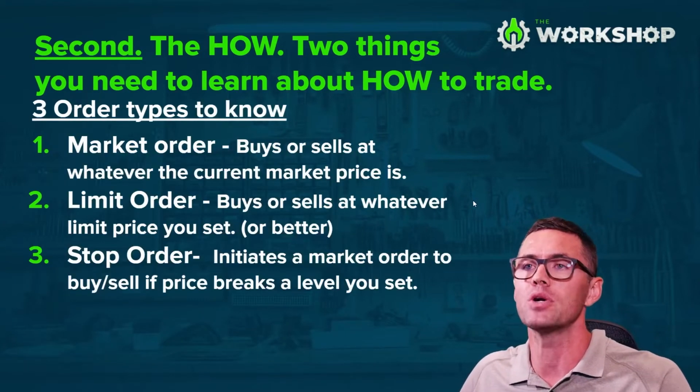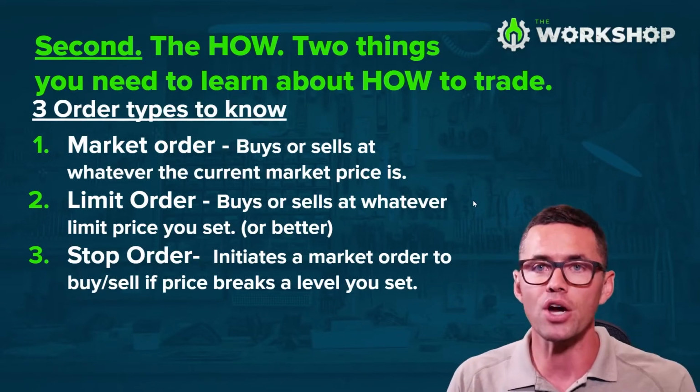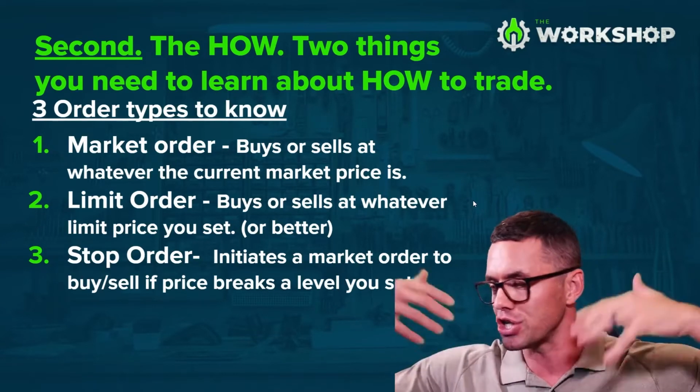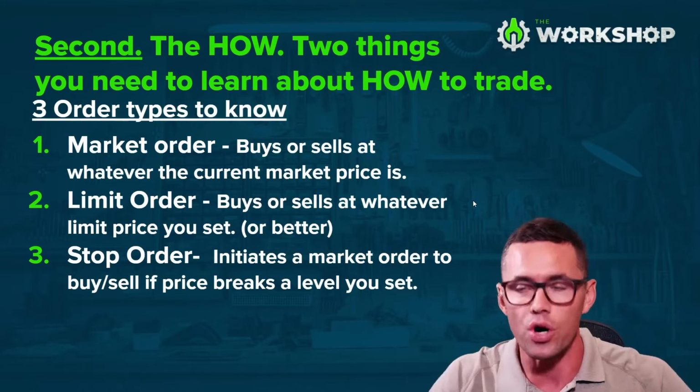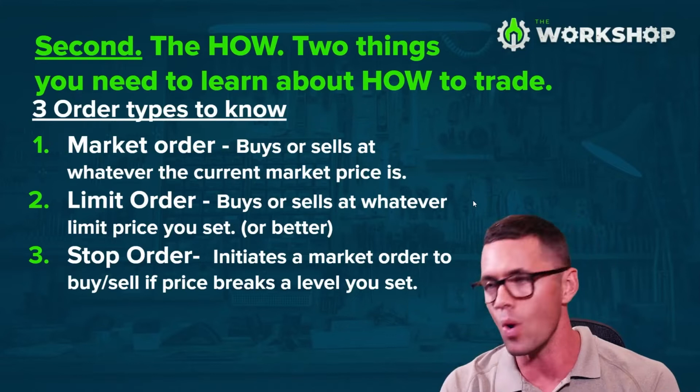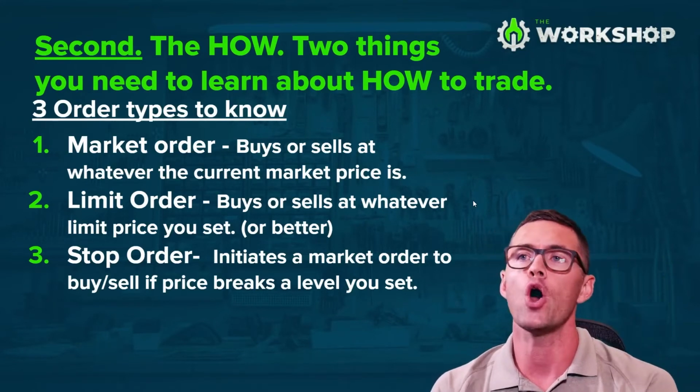So here are the three types I want to talk to you about. Number one's a market order. I told you. You're like, Sturge, come on, we just got done with plans. I'm drinking through a fire hose right here. That's all right. This is recorded. You can go back and re-listen to it, re-watch it. Three order types you need to know about.